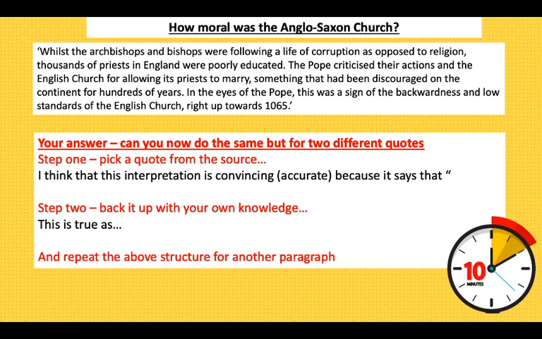One thing that I find quite useful is to underline the quotes that you might want to use and probably look up what certain words mean. So for example, here we've got backwardness. If you're not sure what that means, I would look that up, and also find out what it means that the Pope criticised their actions. Remember that the Pope is at the centre of the Roman Catholic Church, so he is above the archbishops, if you imagine that hierarchy pyramid. Okay, so he's essentially in charge.